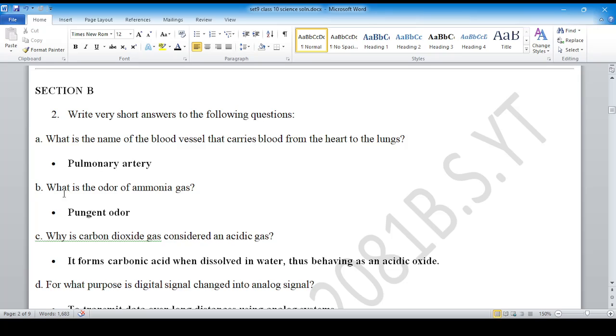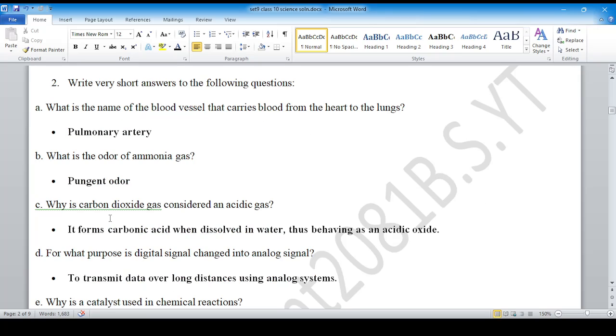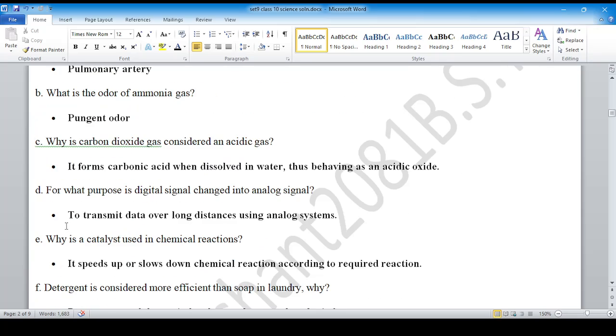Pulmonary artery. Question number B, we have pungent odor. Question number C, the following answer is a solution, and for the following solution you can get that it forms carbonic acid. Question number D: for what purpose is a digital signal changed into an analog signal? To transmit data over long distances using analog systems.